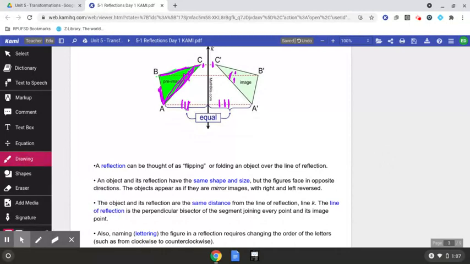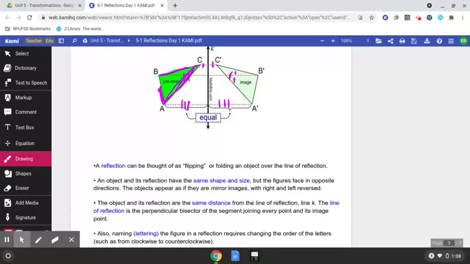So here the notes are kind of filled in for you. A reflection can be thought of as flipping or folding an object over the line of reflection. So you're taking the image and you're literally flipping it over. An object and its reflection have the same shape and size. So nothing is getting smaller, nothing's getting larger, but the figures do face in opposite directions. It's like looking in the mirror. They're opposite of each other.